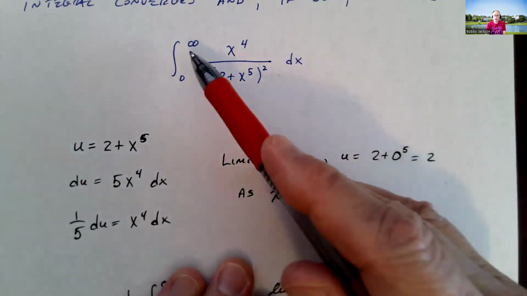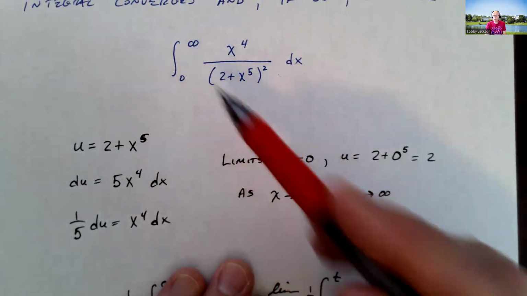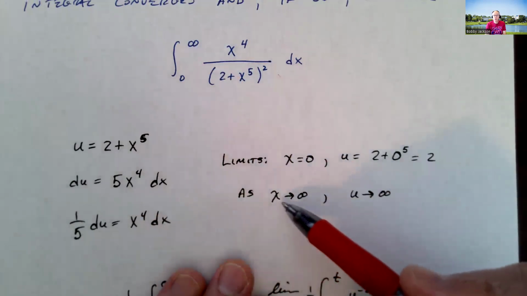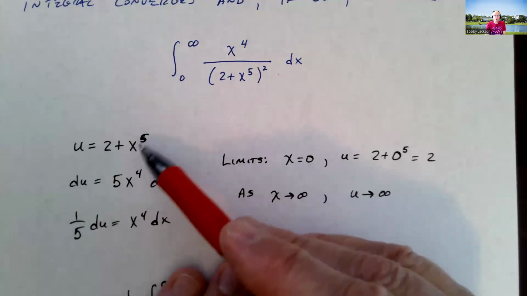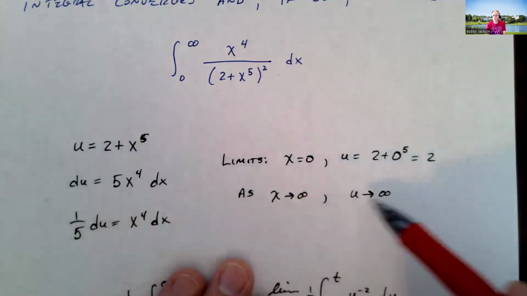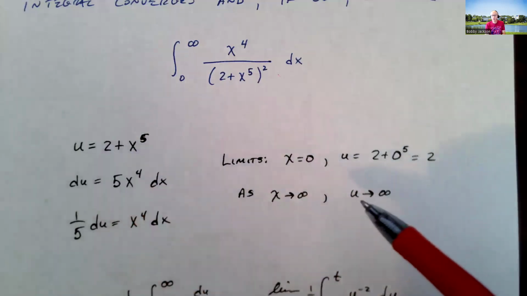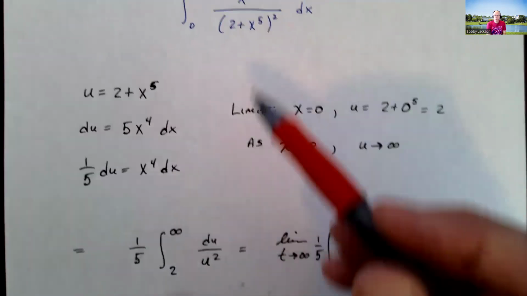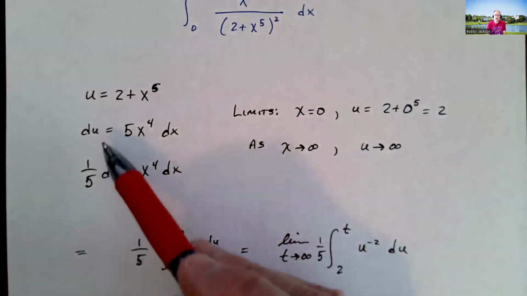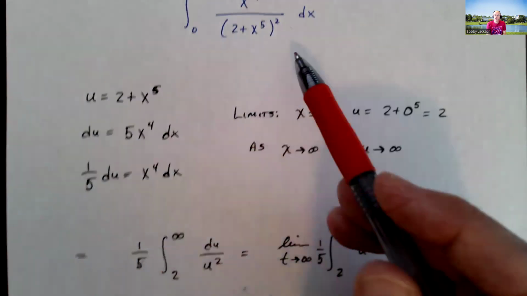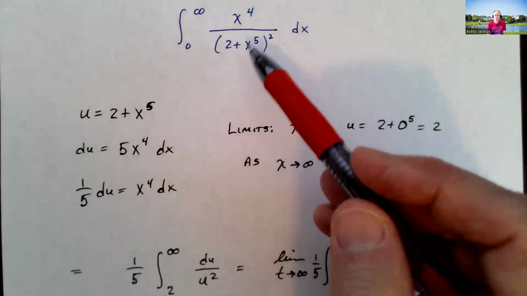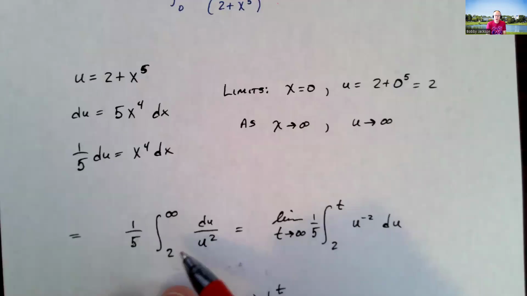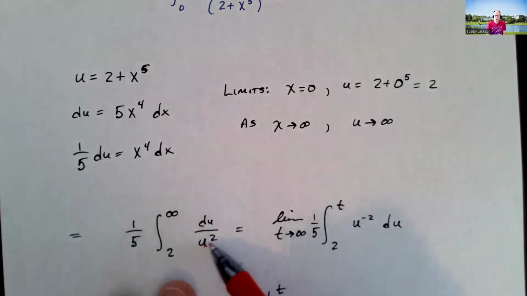The upper limit is approaching infinity. That's what this means. So x is going to infinity. Well, if x goes to infinity, you clearly can see that x to the fifth will go to infinity, and u also is going to infinity. So I can rewrite this: x to the fourth dx is 1/5 du. I've got 2 plus x to the fifth, which is u to the second power down here in the denominator.